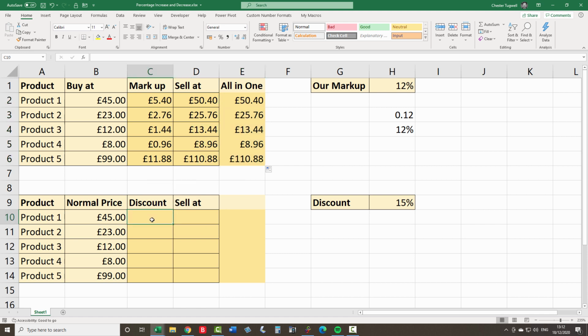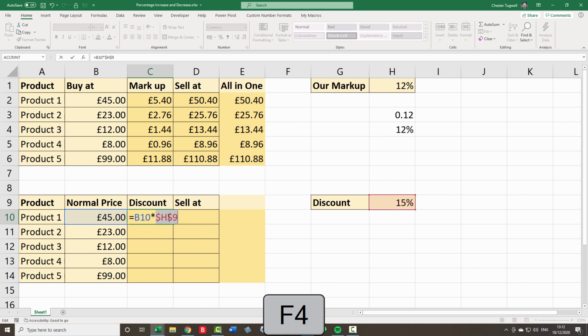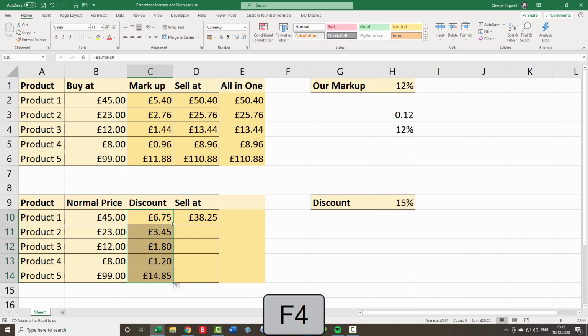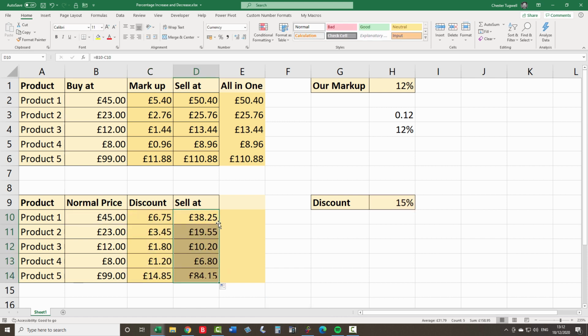So how do we do it with discounts? Very similar. So what I would do is I'd work out what 15% of the normal price is, and that would be the value that I need to discount the normal price by. So the sellout price would be 45 minus the discount, £38.25. And again, if I'm going to copy this down, I need to lock my reference to the 15%. So using F4 to do that, and then I copy it down, and then I can copy this down as well.